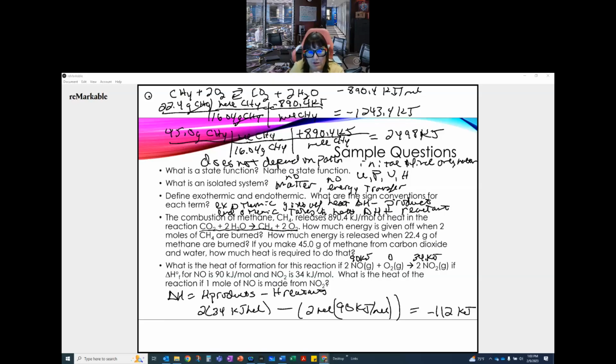Okay, awesome. What is the heat of a reaction if 1 mole of NO is made from NO2? So we divide that equation by 2 to get that. So instead of being 2NO plus O2 goes to 2NO2, we want to look at NO plus half O2 goes to NO2. And it's equal to 1/2 of the negative 112 that I just calculated. So it's negative 112 divided by 2. Gives me negative 56 that are given off when I do that. Cool. That's fun, right? Well, awesome.